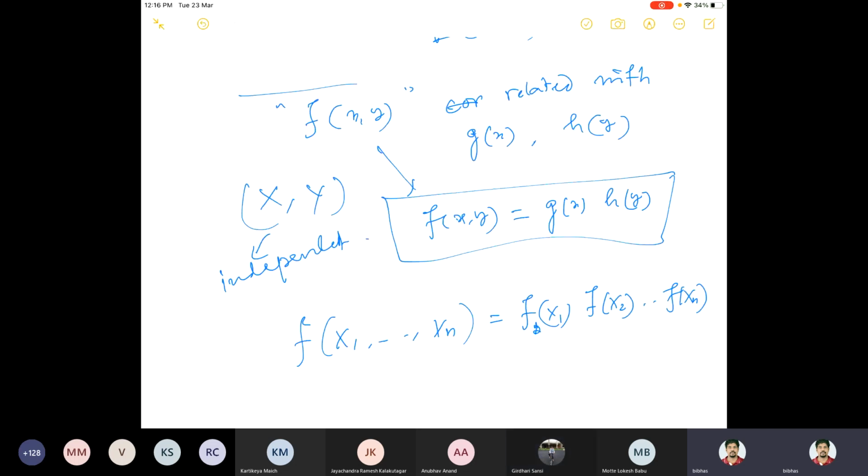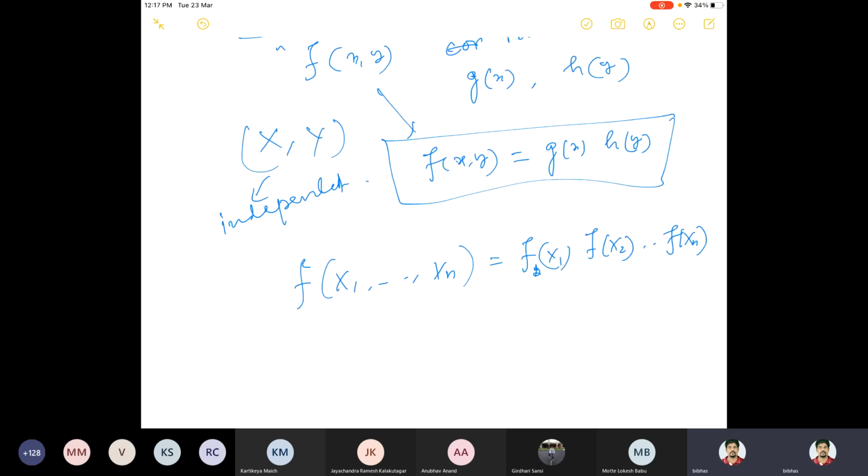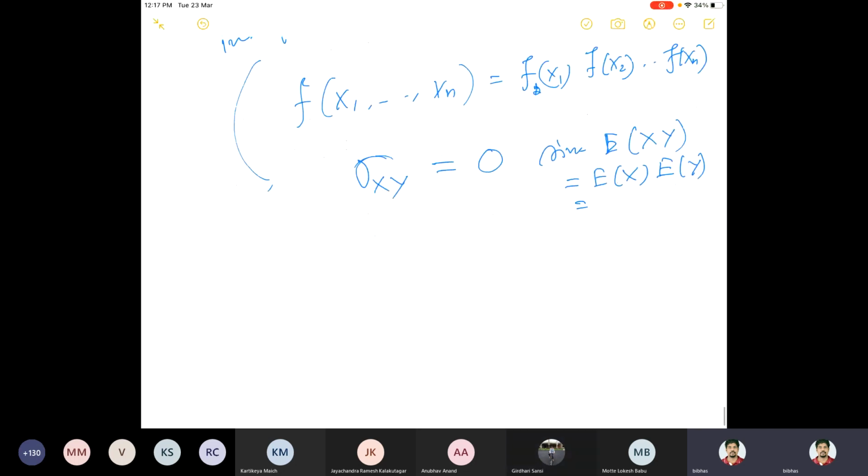And for independent random variables, we have also seen that the covariance is 0. So the covariance sigma of xy is equal to 0, since E of xy, x times y, is nothing but E of x times E of y, which is nothing but mu x times mu y. So we have sigma xy equal to 0. Whenever we have independent random variables, our covariance is 0.